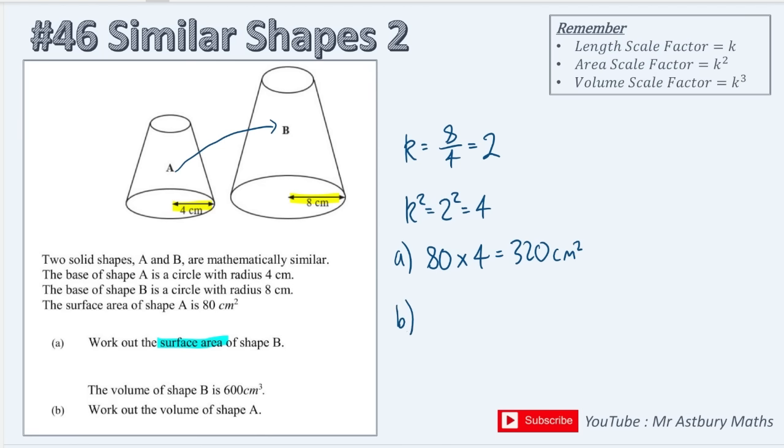Okay, for part B, we're now looking at volume. So as soon as I see the word volume, I'm going to need to work out what k cubed is. In this case, k was 2, so cube it, and that's going to give me 8. So that's what I'm going to use for this part of the question. The volume of the shape B is 600. So if I'm going backwards to A, I'm going to be dividing. So I take my 600 and I divide it. Because we're using volume, I'm using k cubed, which is 8. So 600 divided by 8 is 75. So 75 centimeters cubed.